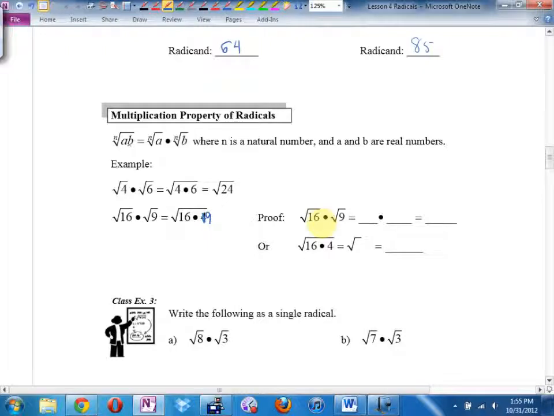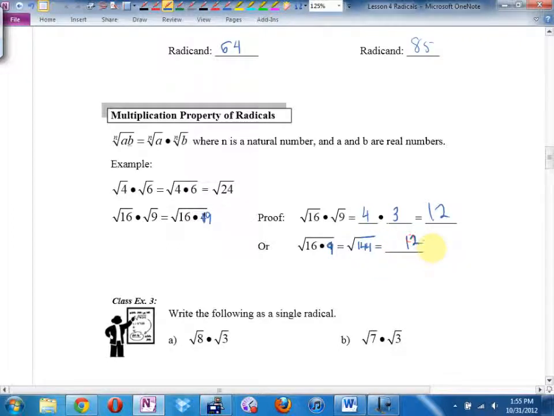And proof. Well, there's two ways to do this. The first way, if we wanted to prove this, what is the square root of 16? What is the square root of 9? So you could do the square roots first. You'd get 4 times 3, which is 12. Or, what is 16 times 9? Do that first. 144. What is the square root of 144? Also 12.